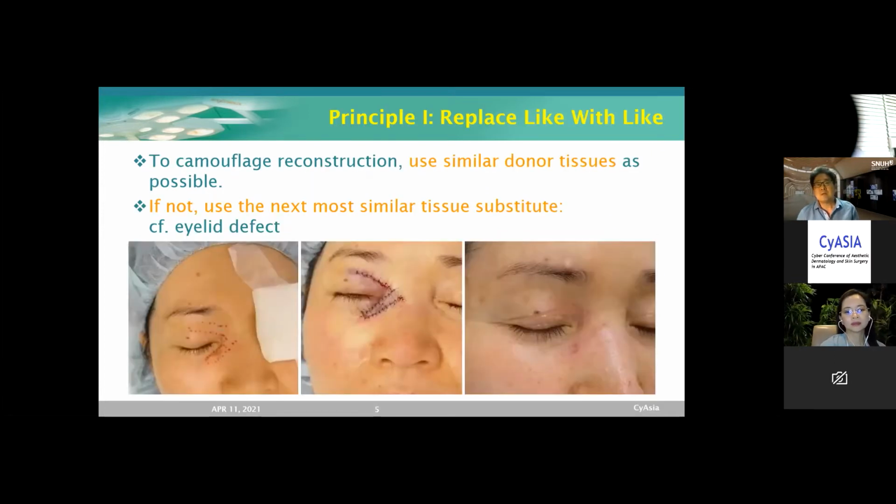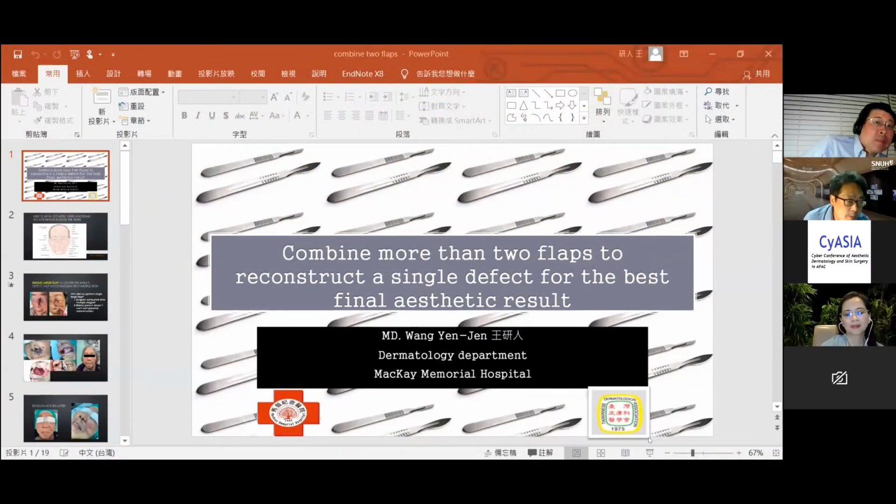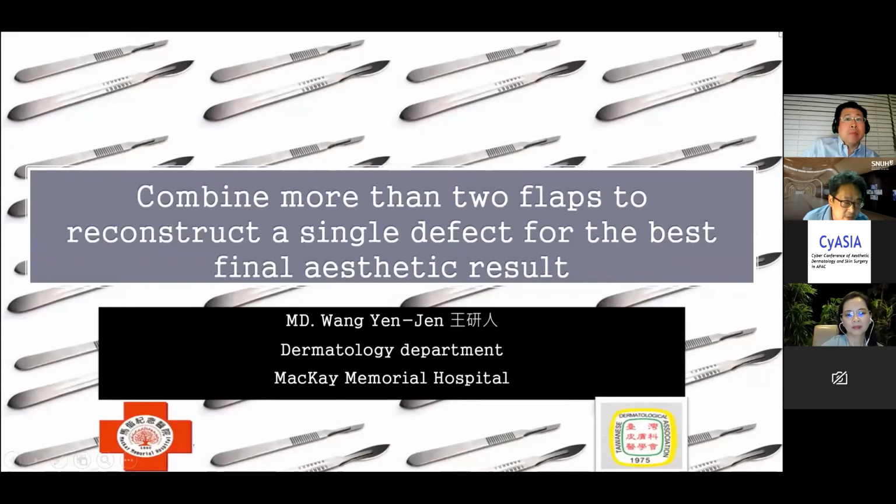So we have several principles of flaps, like principle 1: replace like with like. To camouflage reconstruction, use donor tissue as similar as possible. If not, use the next most similar tissue substitute. Like in the case of an eyelid defect, we can replace the lower eyelid defect with the upper eyelid. Under the title, combining more than 2 flaps for reconstruction of a single defect to achieve the final best aesthetic outcome.